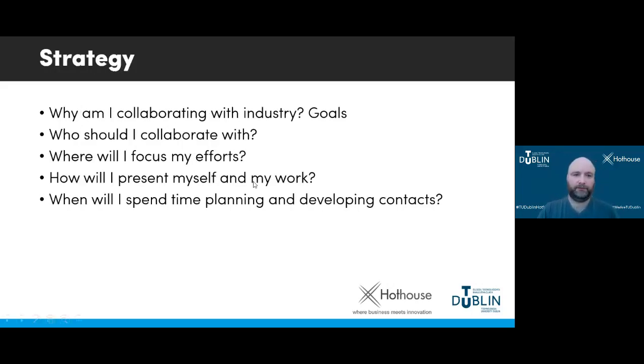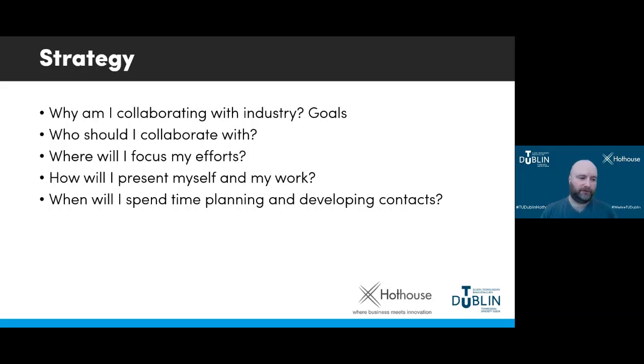So just to briefly recap, it's this simple mnemonic: the why, who, where, how, and when. You sit down and think about why you're collaborating with industry or other non-academic organizations. Once you've decided why, it shouldn't be too hard to determine who are the best people to collaborate with. And always start with your own network, people you've worked with before, or people your school or research group have good connections with.